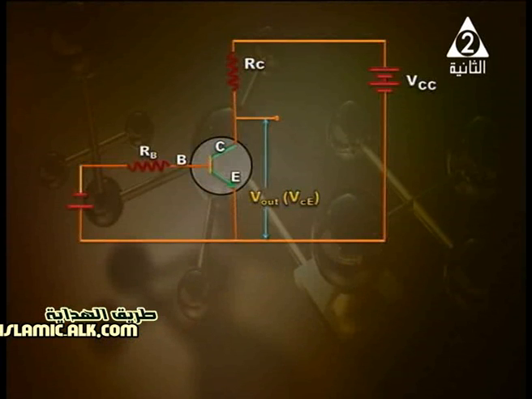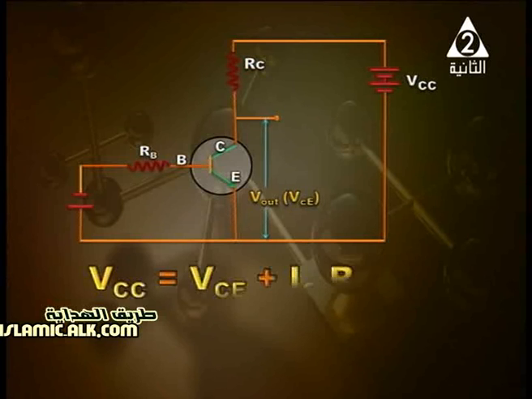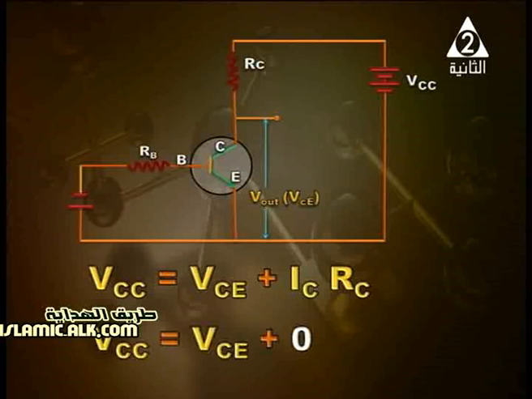But now, what if the base is connected to the negative terminal? No current passes through the base, and of course no current passes through the collector. Once again, VCC is equal to VCE plus ICRC. In this case, ICRC is equal to 0, so VCC is equal to VCE.